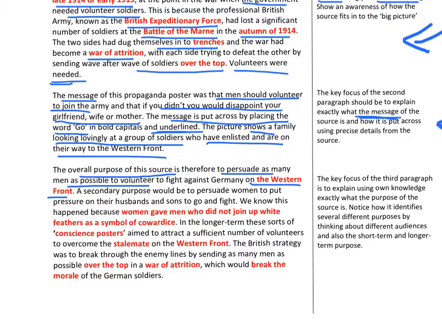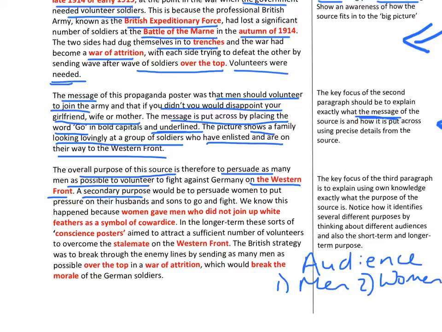A secondary purpose, so very clearly you've shown the examiner, I've noticed more than one purpose. The first purpose is to focus on men. So when you're talking about purpose, think of your audience, and there can be more than one audience. In this case, the first audience are men, the second audience is women. So it's got different purposes depending on who is looking at the picture. A secondary purpose would be to persuade women to put pressure on their husbands and sons to go and fight.